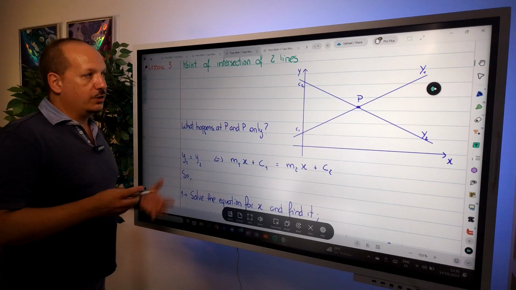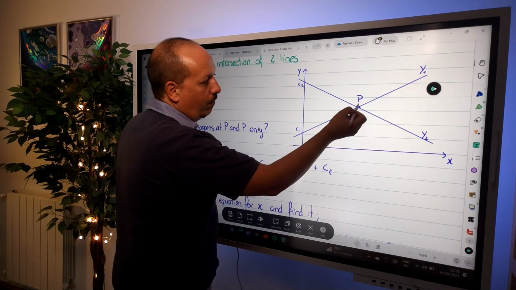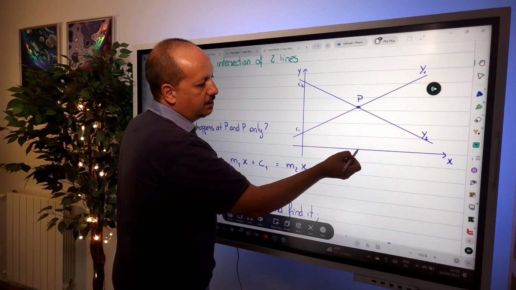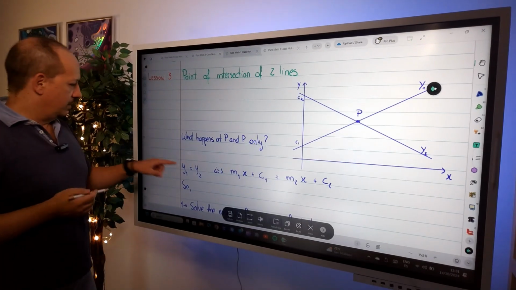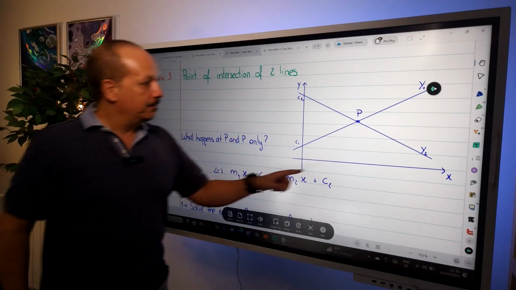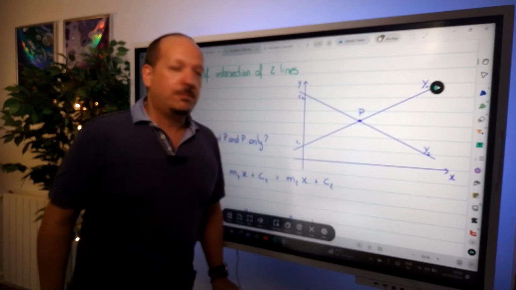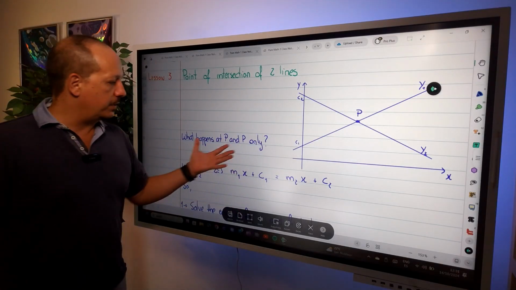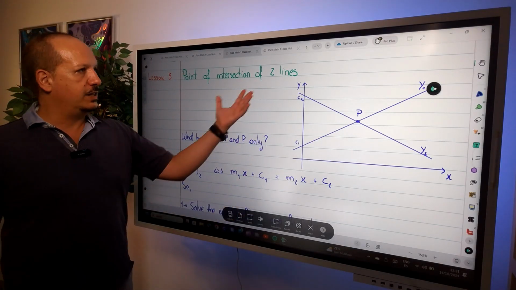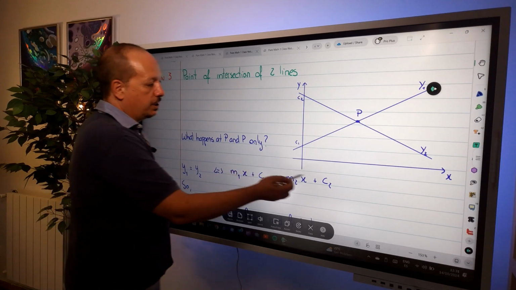In other words, what are you asking? You are asking, what is the x coordinate over here for which these two are the same? So by solving this, you are finding the x coordinate over there. So let's go ahead and solve it. This is generic, whatever the equation of the straight line is for both. You equal one to the other.